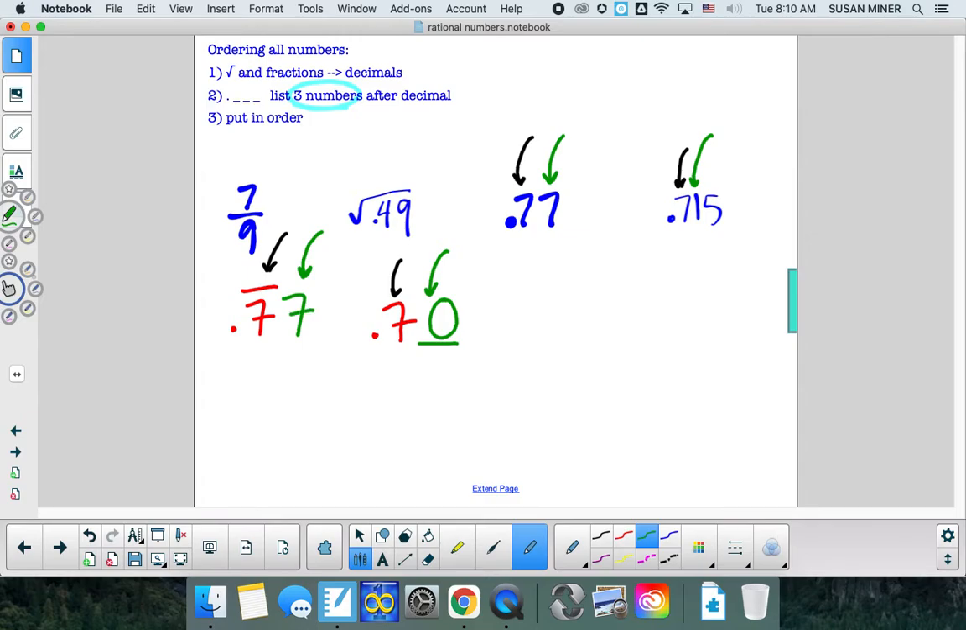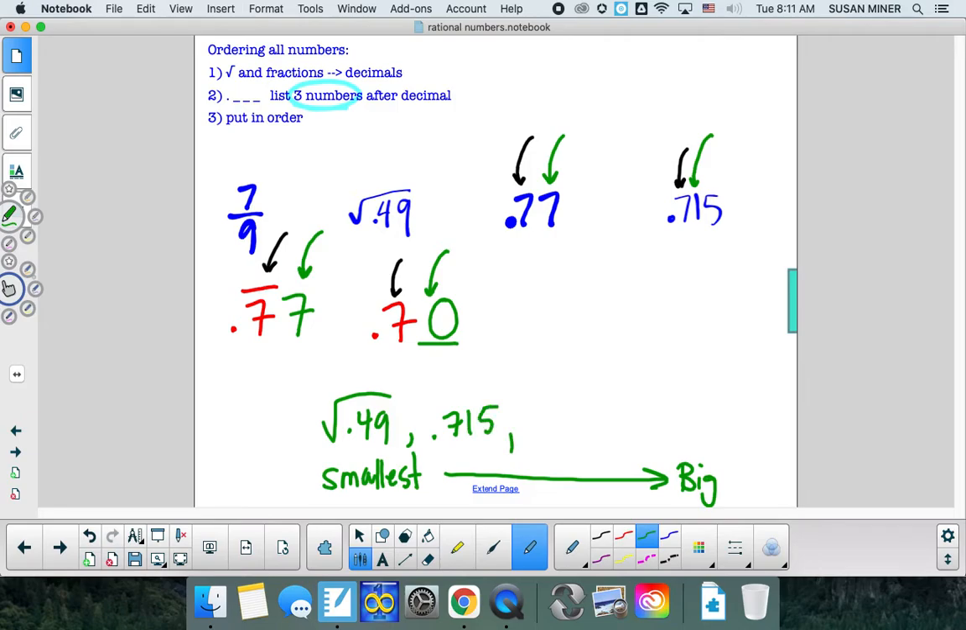And so now I can compare the 100th place and see which one is bigger and which one is smaller. And obviously 0 is the smallest number in the 100th place. And so the square root of 0.49 is my smallest number. And now I can start to put these numbers in order from least to greatest, right? And that's what I want to do. So the next smallest number would be 0.715. And then I can go from there.